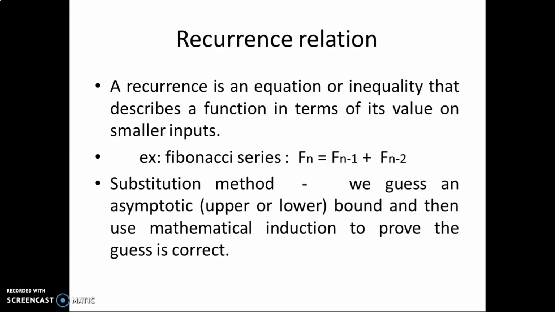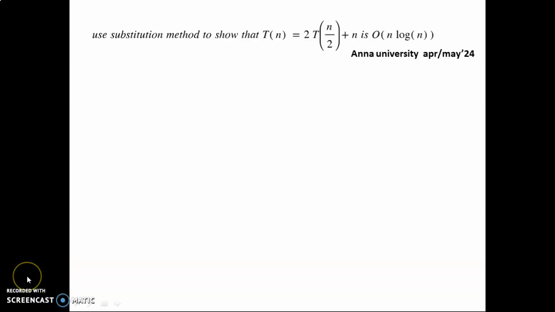To solve the recurrence relation, in the substitution method, we guess an asymptotic upper or lower bound and then use mathematical induction to prove the guess is correct. That means we assume or guess the relation, then we try to prove it using mathematical induction. Let us see an example for the substitution method.